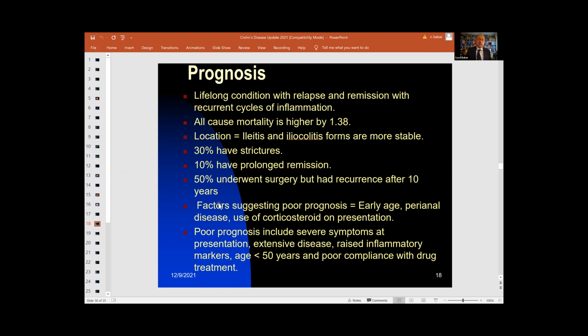So where are we with regard to prognosis? It's a condition which is known to exist lifelong with relapses and remission. And the all-cause mortality is higher by 1.38 times. Ileitis and ileocolitis are more stable than other regions which have Crohn's disease.